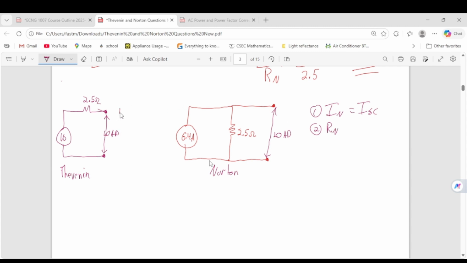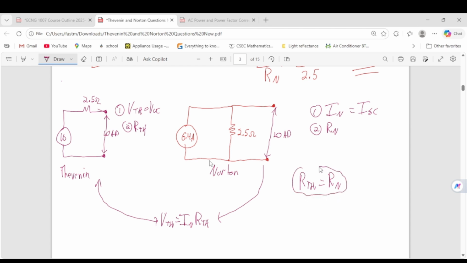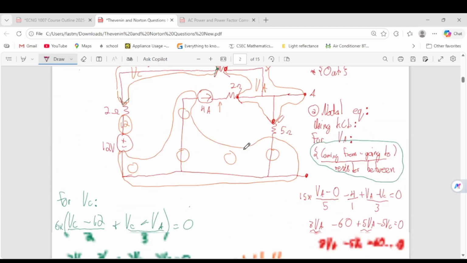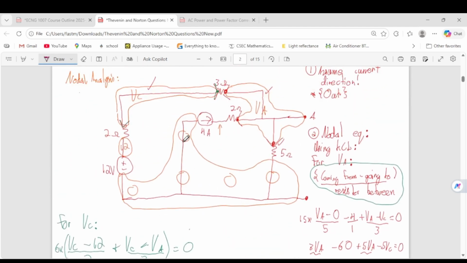And for the Thevenin, the first thing you need, just like before, is VTH or V open circuit, and you need RTH. And the equation that links both of these circuits together is V Thevenin being equal to I Norton times RTH. And just remember RTH is the same thing as Rn. Yeah? It's the same circuit reduction for both of them. Okay? Cool. So that is basically the Thevenin and the Norton equivalent circuit.